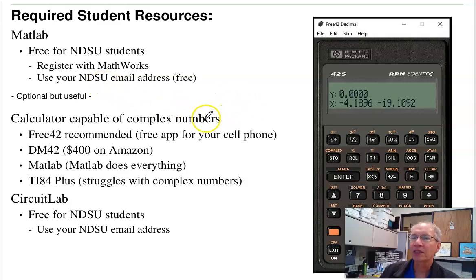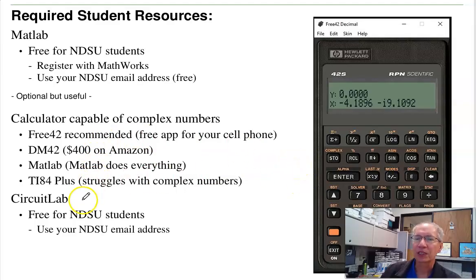You'll need a calculator capable of doing complex numbers. MATLAB works fine. If you want a hand calculator, I would recommend the Free42. It's a free app on your cell phone. There is a physical version from Amazon that's $400. I like free. I use the free version. A lot of students use TI-84s. As long as it can do complex numbers, you should be fine.